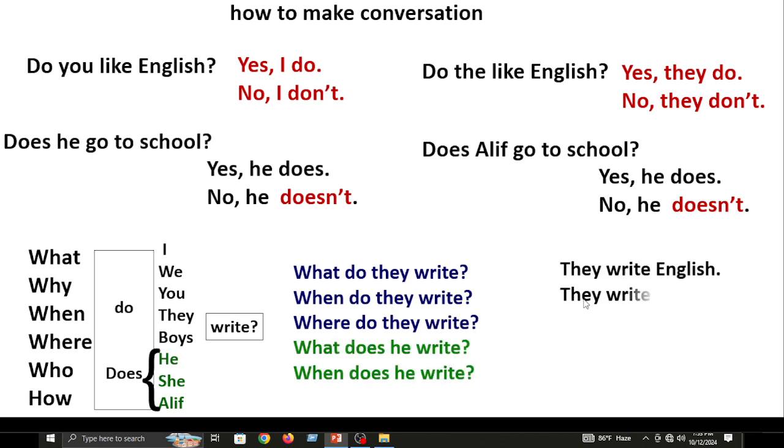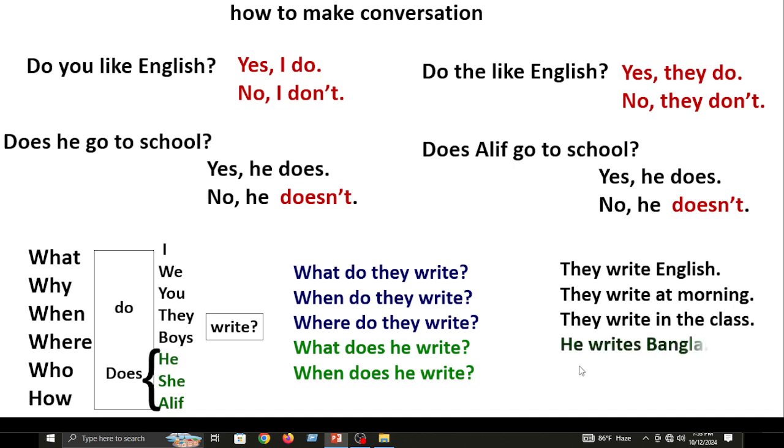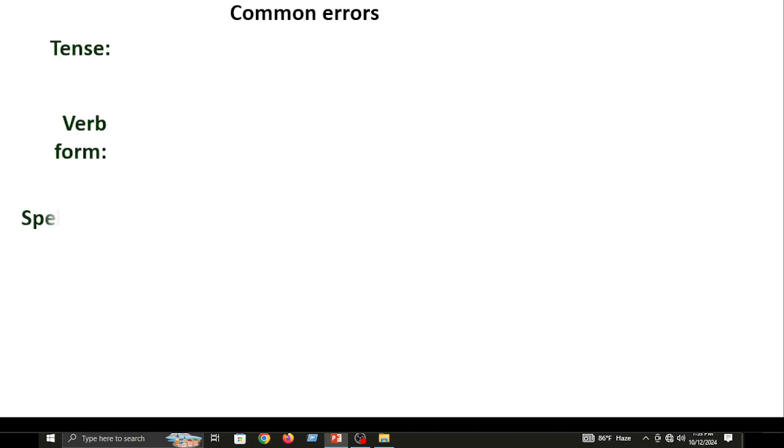When do they write? They write in the morning. Where do they write? They write in the class. What does he write? He writes Bangla. And when does he write? He writes at class time. In this way you can use the simple present tense for making conversation, that means for speaking English, and this is very important for everybody, and this is the real purpose of learning English, so practice it very carefully and regularly.